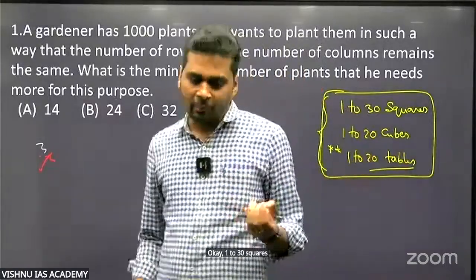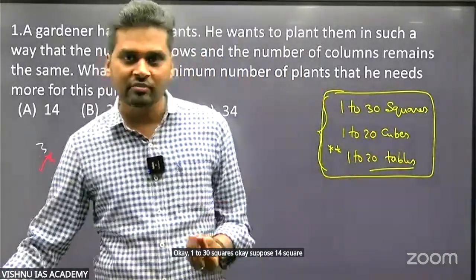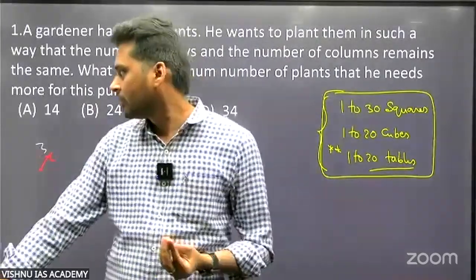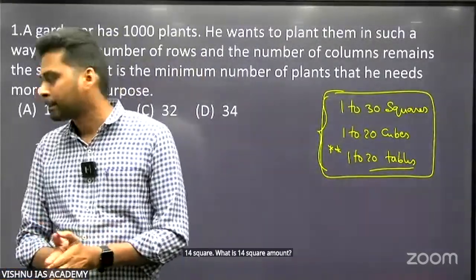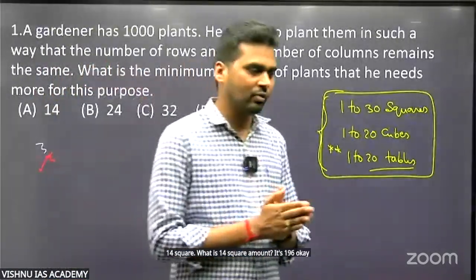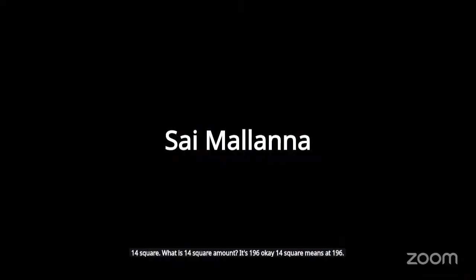Suppose 14 square. What is 14 square? It's 196. Okay, 14 square means 196. Suppose you are doing a problem in aptitude.